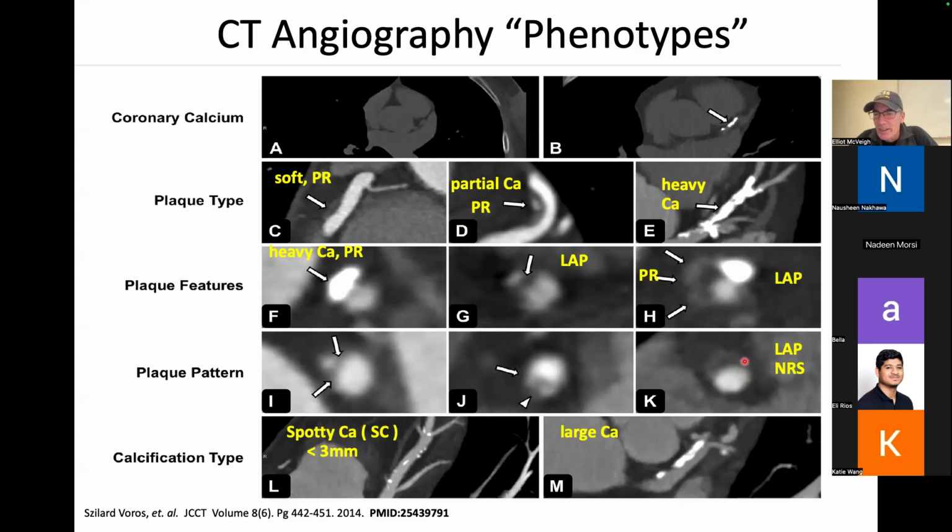This is called low attenuation plaque with napkin ring sign. It's pretty funny, right? So there's a ring around this lumen here. This is called the napkin ring. And then inside here is this low attenuation plaque, presumed again to be lipid.